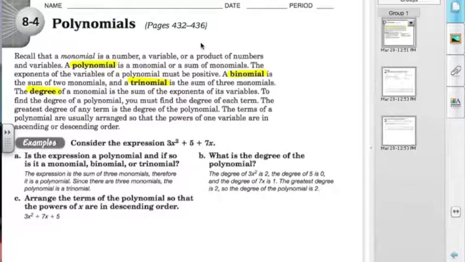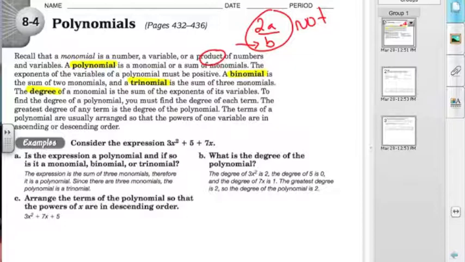Chapter 8.4, Polynomials. All right, now recall that a monomial is a number, a variable, or the product of numbers. Now remember, this is important that it's a product, because any time that you have such things like this, where you have the variable on the bottom, this is not a monomial.